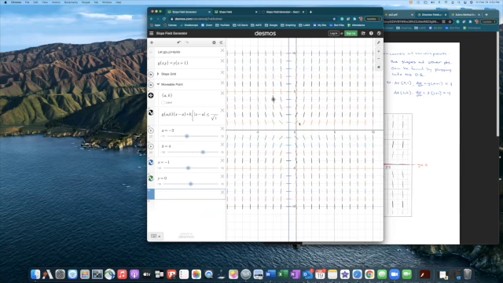And then, I don't know where this line is coming from here. I must have done something funky. I don't know. Anyway, there's a weird line there.